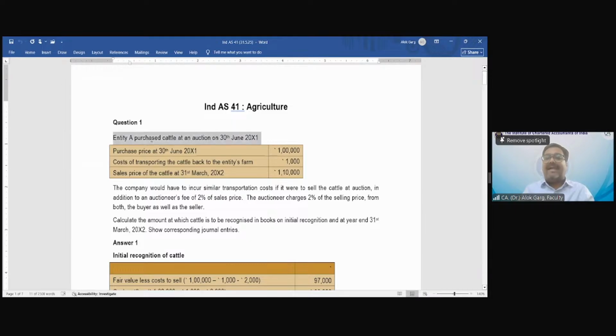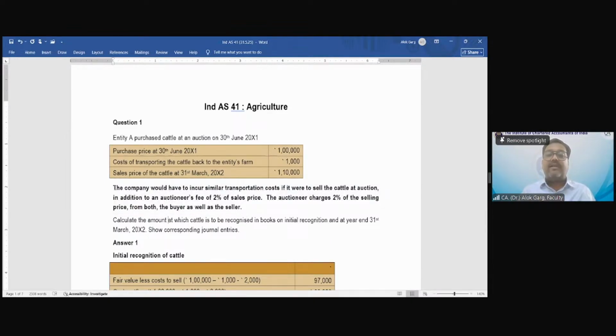Entity A purchased a cattle at an auction on 30th June 20x1. Purchase price at 30th June is 1 lakh rupees. Cost of transporting the cattle back to the entity's farm is 1,000 rupees. Sale price of the cattle as at 31st March 20x2 is 1,10,000 rupees. The company would have to incur similar transportation cost if it were to sell the cattle at auction, in addition to the auctioneer's fees of 2% of sale price. The auctioneer charges 2% of the sale price from both the buyer as well as the seller.